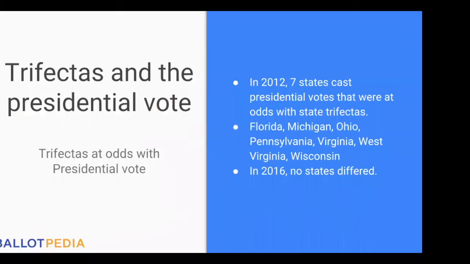Now, interestingly, when we look at state government trifectas that were at odds with their state's presidential vote, we see that in 2012, seven states cast presidential votes that were at odds with their state trifectas. Those states were Florida, Michigan, Ohio, Pennsylvania, Virginia, West Virginia, and Wisconsin. In 2016, though, no states differed. Clinton did not win any Republican trifecta states, and Trump did not win any Democratic trifecta states.